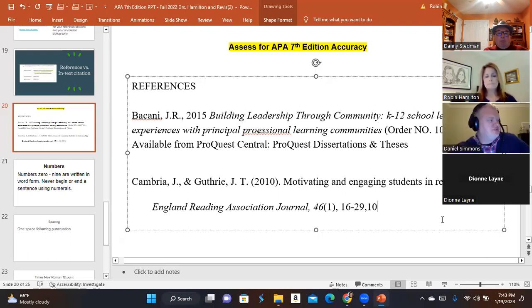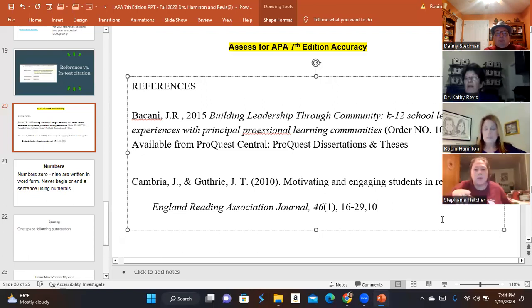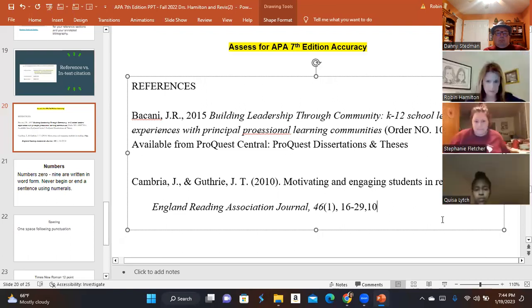References isn't centered up. That's right. References needs to be centered, correct? What else? Parentheses around the date. What else? Shouldn't the title be all capitalized? Leadership through community should be lowercase? Yes, it would be. Leadership through community, lowercase. Somebody said something about 2015. It should be in parentheses. Yes, it should be in parentheses with a period after it.